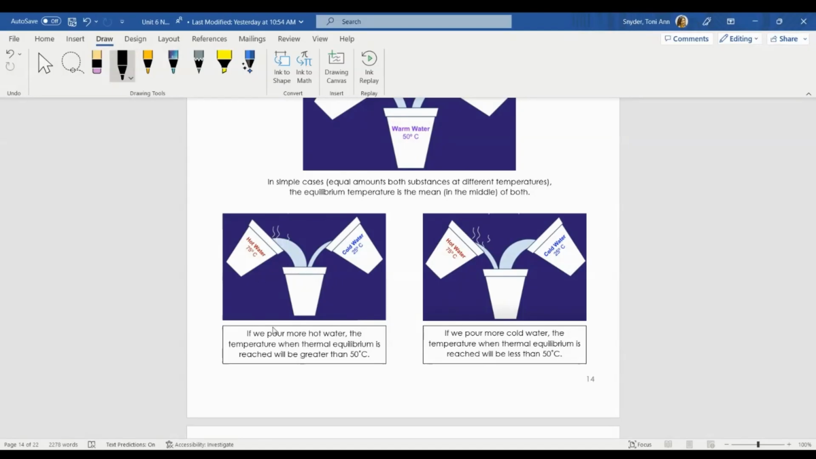So your thermal equilibrium in this case would be greater than 50 degrees, and that's because there's more hot water than there is cool water. If I have more cold water than hot water, your temperature would be less than 50 degrees. So it not only has to do with the samples themselves, but it also has to do with the amount of each of them.